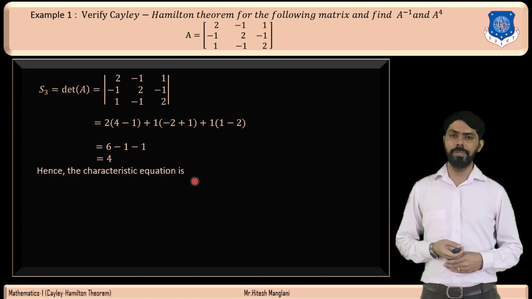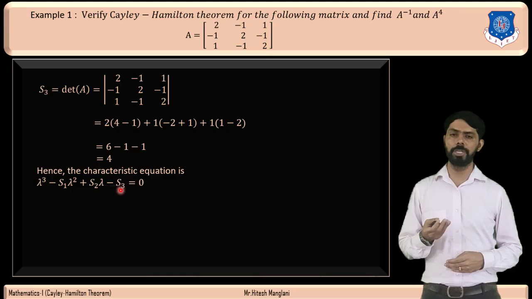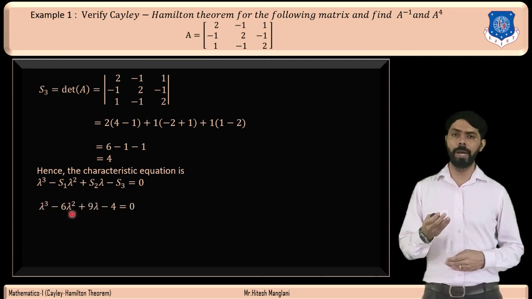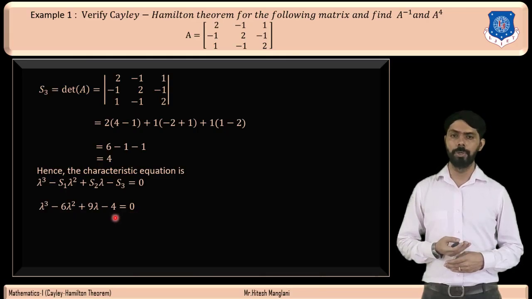Now we know that the characteristic equation for a matrix of order 3 is given by lambda cube minus s1 lambda square plus s2 lambda minus s3 equal to 0. Now we put the values of s1, s2 and s3 in this equation. So it will be lambda cube minus 6 lambda square plus 9 lambda minus 4 equal to 0. So this is the characteristic equation.